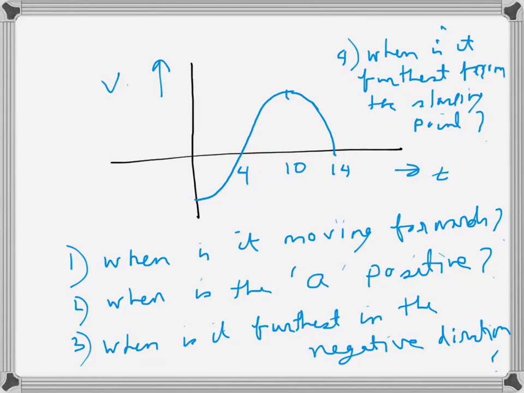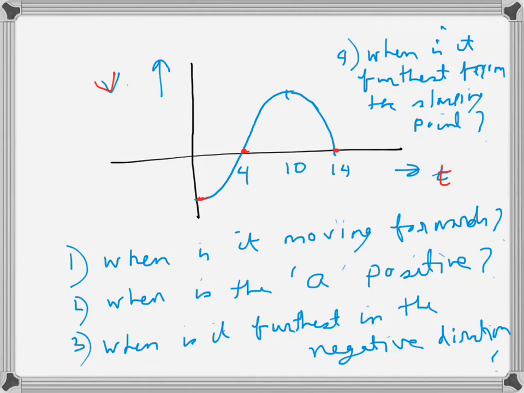The graph shows the velocity of a particle, time in this direction, velocity in this direction. So we have to say a few things. We have to say when the particle is moving forwards. We can see the velocity is negative here from 0 to 4, and from 4 to 14 it is positive. So positive velocity means it is moving in the positive direction, that is forward.